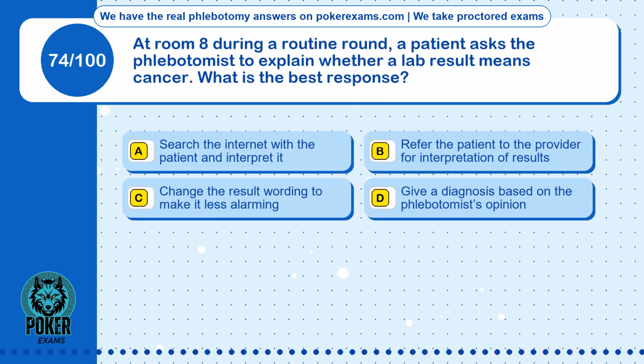Question 74. At room 8 during a routine round, a patient asks the phlebotomist to explain whether a lab result means cancer. What is the best response? Option A, search the internet with the patient and interpret it. Option B, refer the patient to the provider for interpretation of results. Option C, change the result wording to make it less alarming. Option D, give a diagnosis based on the phlebotomist's opinion.